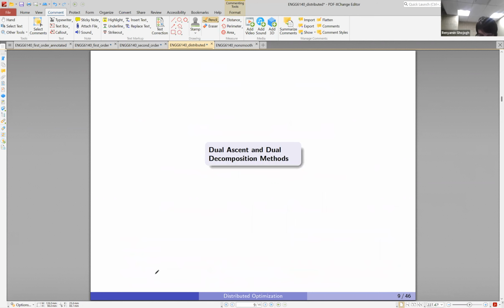Okay. Now, let's see other algorithms in distributed optimization: dual ascent and dual decomposition methods. Why? I'm just building up to finally introduce ADMM to you, which is the state-of-the-art distributed optimization in the literature, and many papers and methods are using ADMM. You'll see that. Dual ascent and dual decomposition are the baselines which we build on to introduce ADMM.